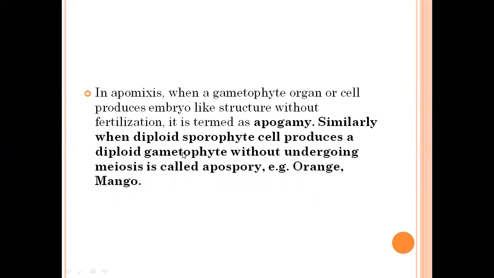When a diploid sporophyte cell produces a diploid gametophyte without undergoing meiosis, it is called apospory. Without fertilization, it is apogamy, and without meiosis, it is apospory. For example, in orange or mango.